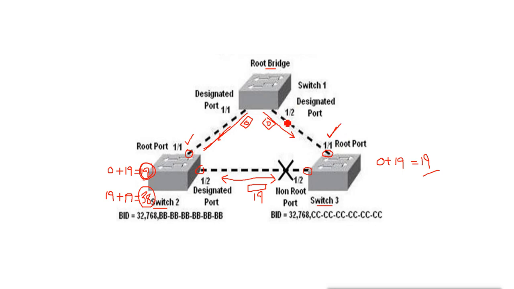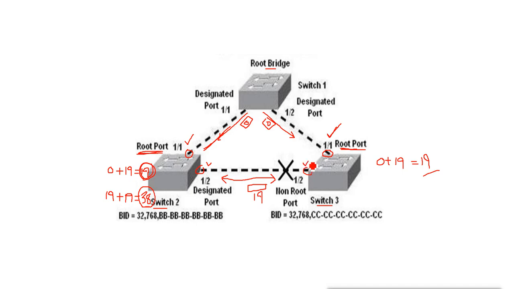Now when it is decided which port has the shortest path, then what do these switches do? Switch 2 and switch 3 will configure this port as a root port. They will decide that this port will be our root port. Now whatever other ports remain, that means another port which has more cost than this port, like this one which has 38 cost, and for switch 3 this is also 38 cost.